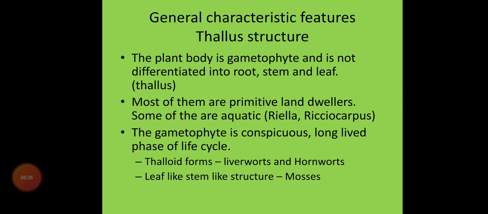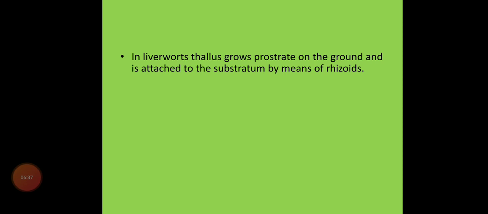Some bryophytes have advanced characters, and they have a leaf-like structure. The plant body is a leaf-like structure. A good example is mosses. See the picture. Liverworts are nothing but bryophytes. The plant bodies look like a liver. They grow spreading on the soil surface. That's why they are called liverworts.